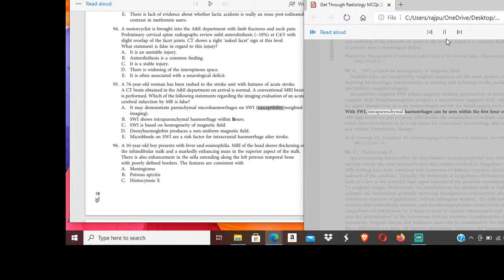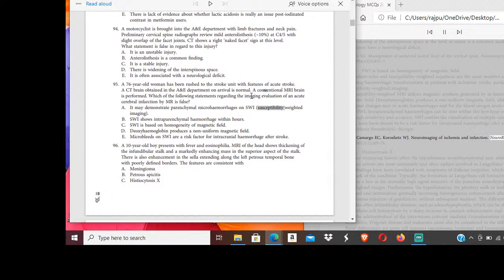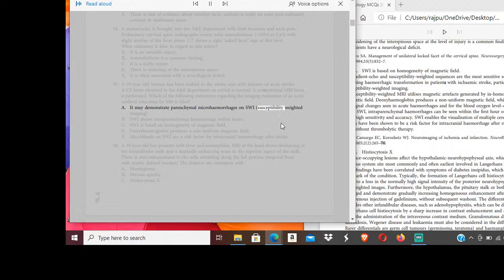With SWI, intraparenchymal hemorrhages can be seen within the first hour of bleeding, with high sensitivity and accuracy. SWI enables the visualization of multiple cerebral microbleeds, which have been shown to be a risk factor for intracranial hemorrhage after stroke, both with and without thrombolytic therapy. De Camargo EC, Koroshetz WJ. Neuroimaging of ischemia and infarction. NeuroRx. 2005;2:7.